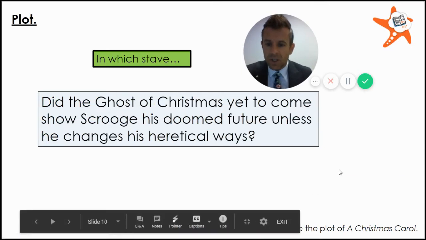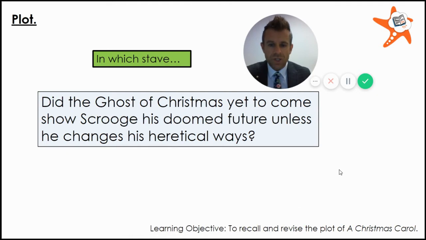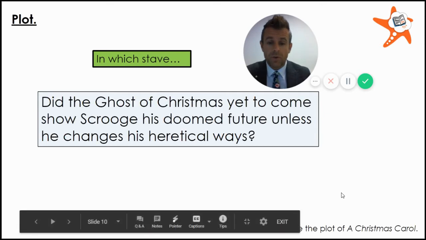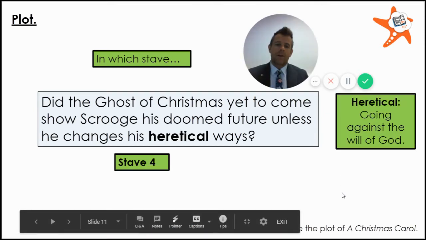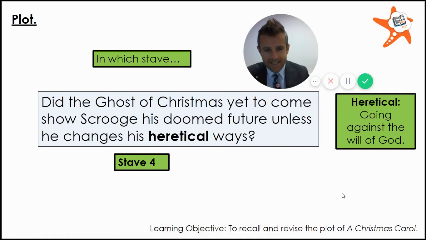In which stave did the ghost of Christmas yet to come show Scrooge his doomed future unless he changes his heretical ways? Which stave did that happen in? You have got 10 seconds. Okay, that was, of course, in stave 4. Now, a lot of you might have thought that was in the last stave, but that's not quite right. It is the stave before last, stave 4. Heretical, meaning going against the will of God. So all of Scrooge's decisions about worshipping money, all those kind of sins that he commits are heretical.